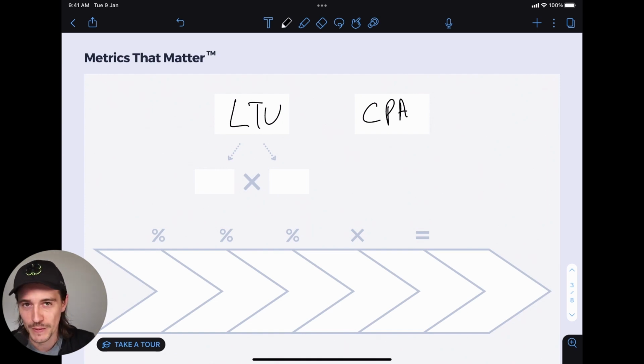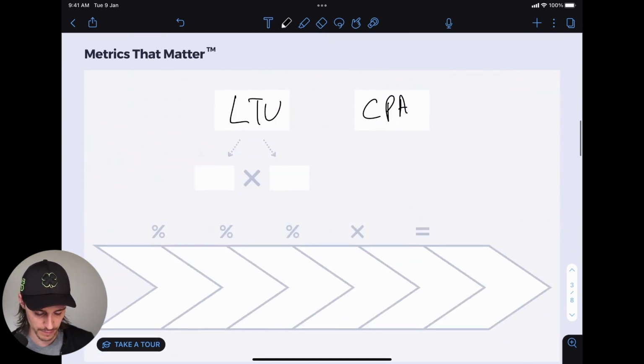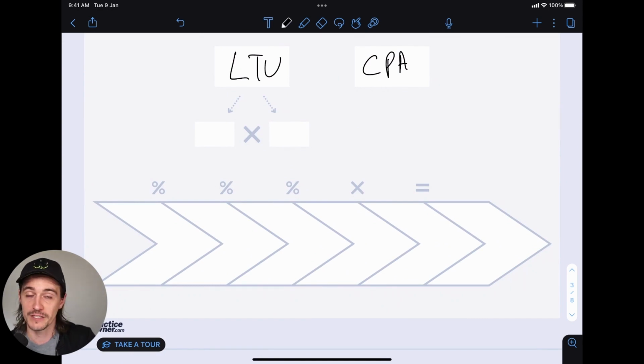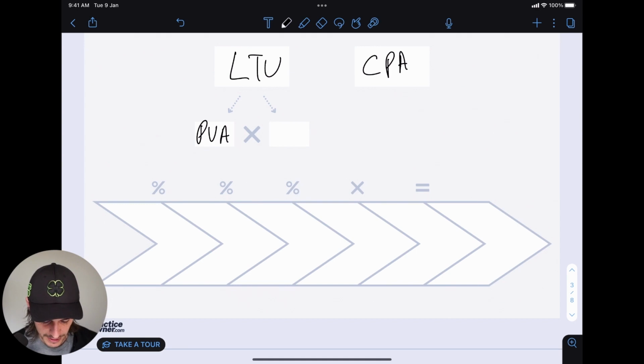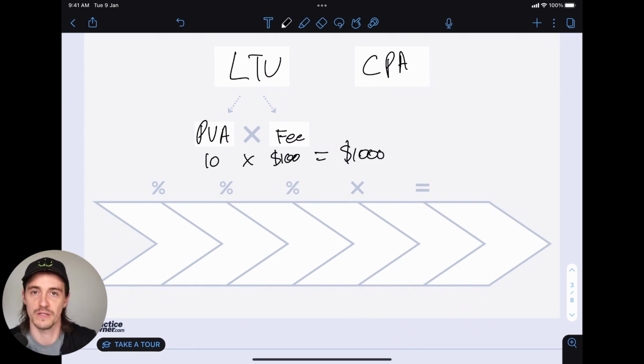So to at least fill yourself up. So LTV, where does that really come from? Now, we calculated it in the previous section, but I want to break this down further for you. The only metrics that matter for LTV are your patient visit average, PVA, and your fees per appointment. If you're charging, let's say, $100 per visit, and you have a patient visit average of 10, then you're going to make $1,000 per client.